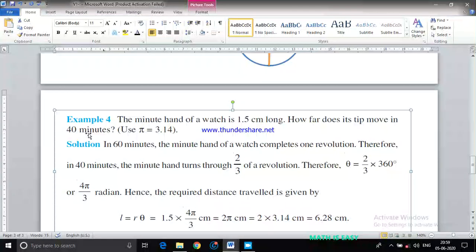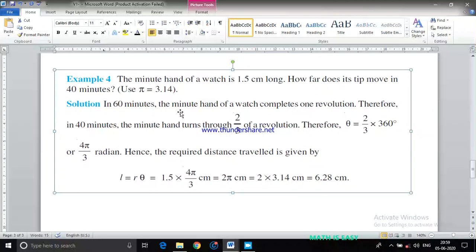How do you convert? If 60 minutes is 1 revolution, then 40 minutes will be how many degrees? So here the explanation is given. In 60 minutes, the minute hand of a watch completes 1 revolution. Even if you look at the watch, in 60 minutes your minute hand will complete 1 revolution. That means it completes 1 circle. But now it is moving only 40 minutes.